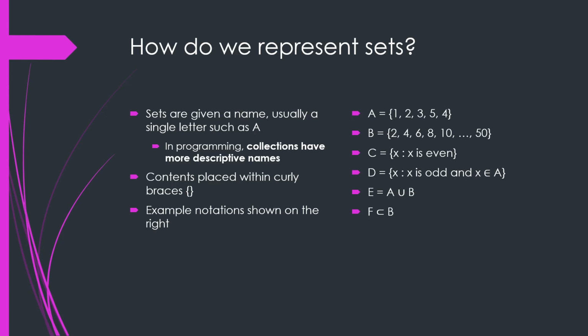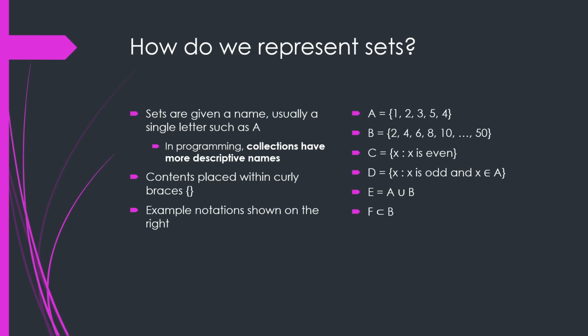Another way we can write them is by specifying a given rule or set of rules. So, if we take C here as our example, we see that it is the variable X, and this colon means such that. So if we read this as it's meant to be read, it says C equals X such that X is even. So, therefore, C is the set of all even numbers.